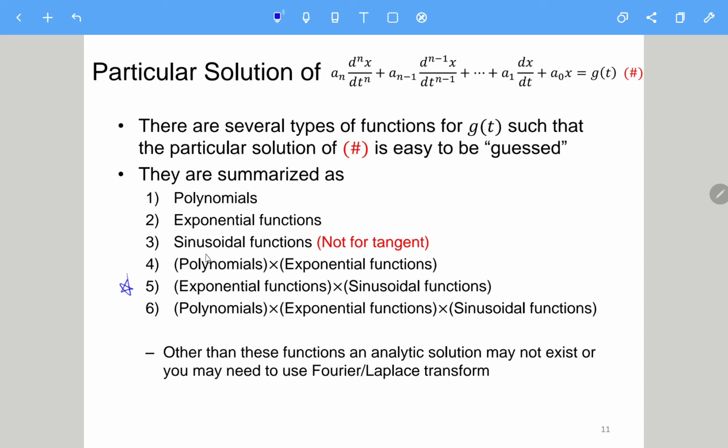And other than these equations, we may not guess the particular solution easily, but this is quite enough. If you really want to know how to solve for the others, maybe there is a solution, but you need to seek some more complicated mathematics like the Fourier or Laplace transform to solve for the particular solution for other specific types of g of t.